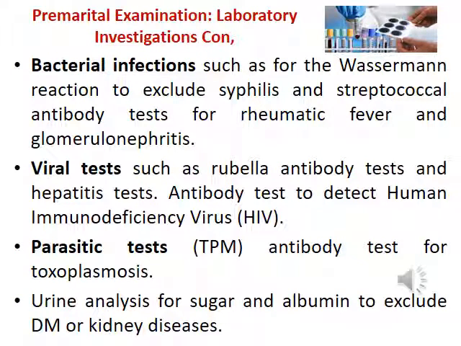Premarital examination, laboratory investigations continued. Bacterial infections such as the Wassermann reaction to exclude syphilis and streptococcal antibody tests for rheumatic fever and glomerulonephritis. Viral tests such as rubella antibody tests and hepatitis tests. Antibody test to detect human immunodeficiency virus. Parasitic tests, TMP antibody test for toxoplasmosis. Urine analysis for sugar and albumin to exclude DM or kidney diseases.